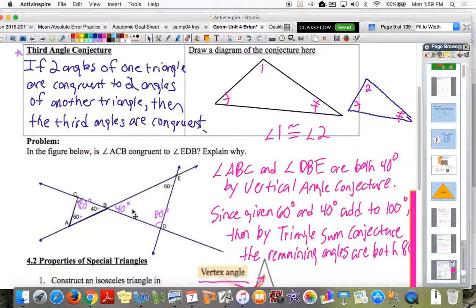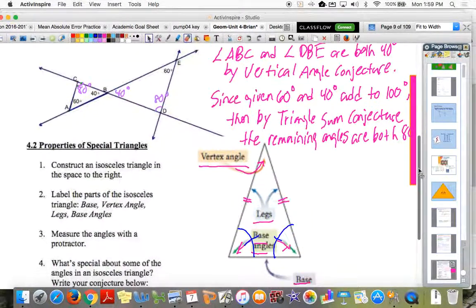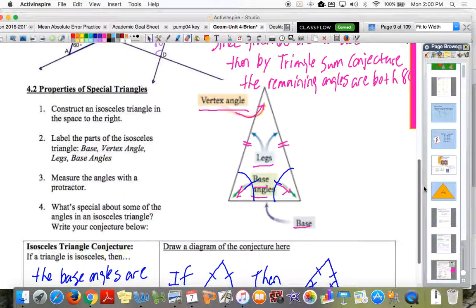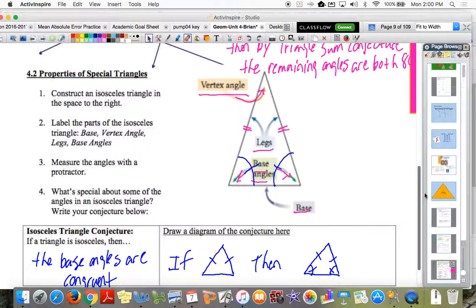All right, so basically just explaining your reasoning, and you're going to have to continue to do that in geometry. We're going to be thinking about the logic. So it's kind of like showing your work in algebra. You've got to explain yourself a little bit using some sentences and using your words. All right, that's it for section 4.1 on triangle sum conjecture.